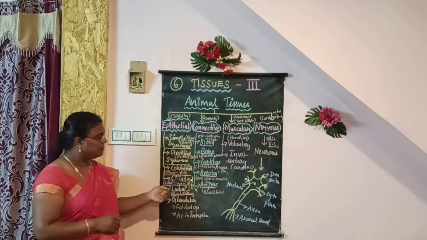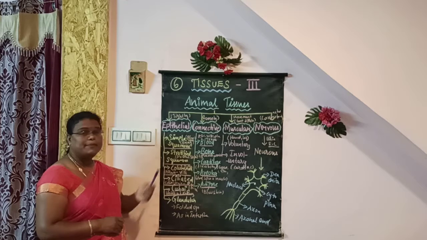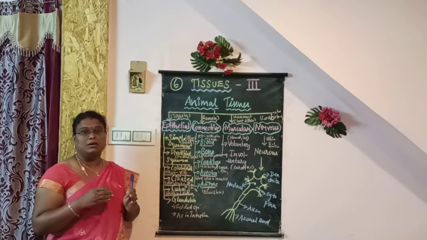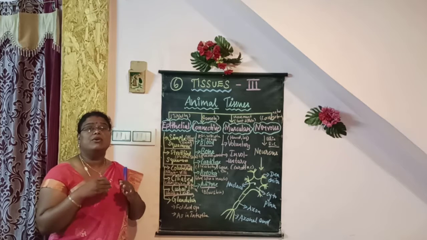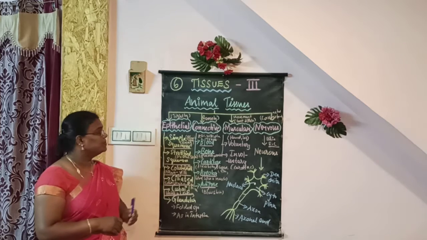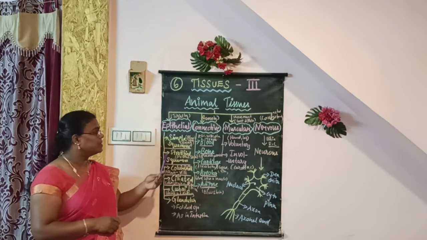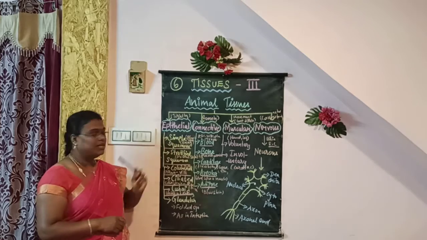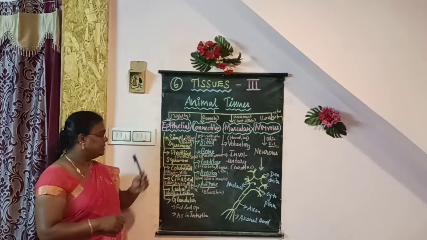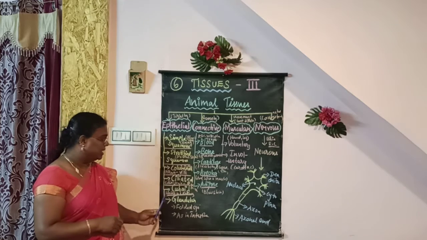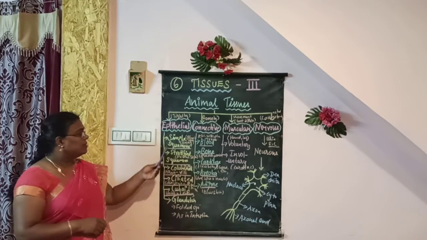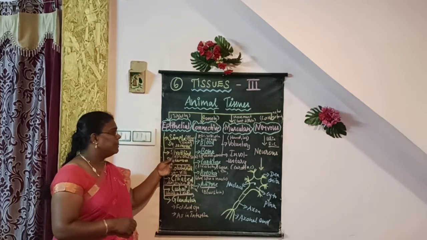And there are many types of epithelial tissues, and these are tightly packed to perform the function of protection. And these are the types of epithelial tissues. The types of epithelial tissues are simple squamous epithelium, stratified squamous epithelium, columnar epithelium, ciliated epithelium, cuboid epithelium and glandular epithelium. First we will see about simple squamous epithelium.